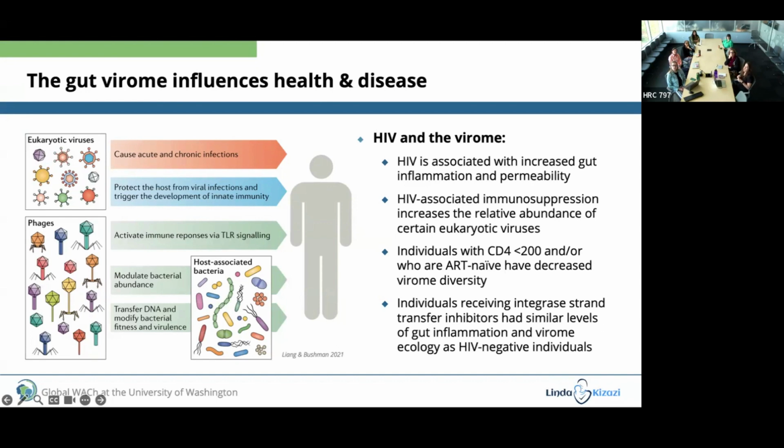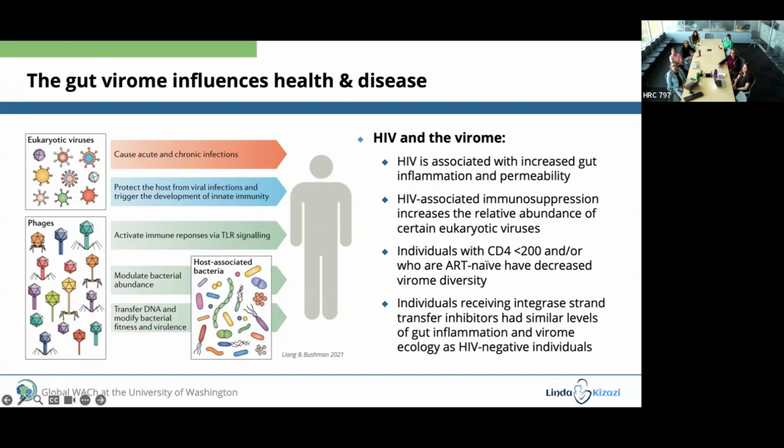This is relevant for HIV and the virome because we know HIV is associated with increased gut inflammation and permeability. There are not a lot of studies on HIV and the virome right now. It's somewhere under 20 still, in various compartments and populations. But the consensus seems to be that HIV-associated immunosuppression, low CD4 count, not having been on ART, is increasing the relative abundance of eukaryotic viruses, so viruses that have the potential to infect our cells. Again, not really clear where that's going yet, but that's been consistently shown across a handful of studies.